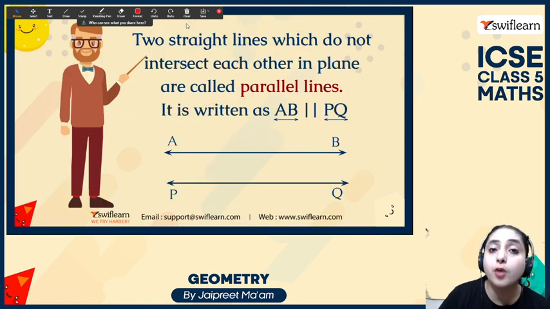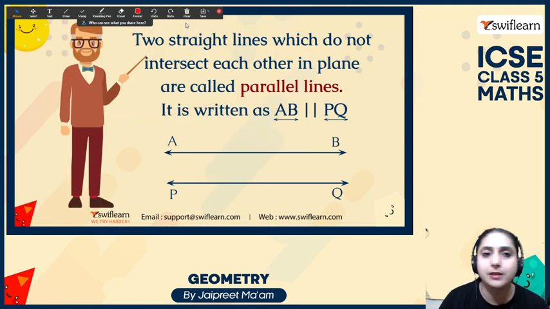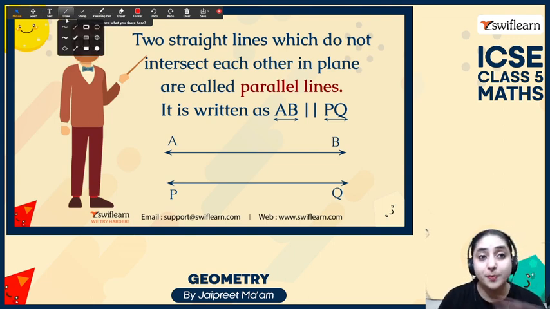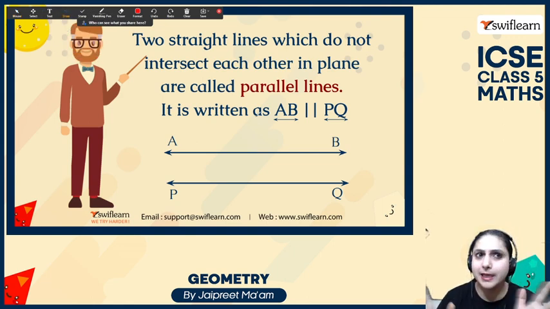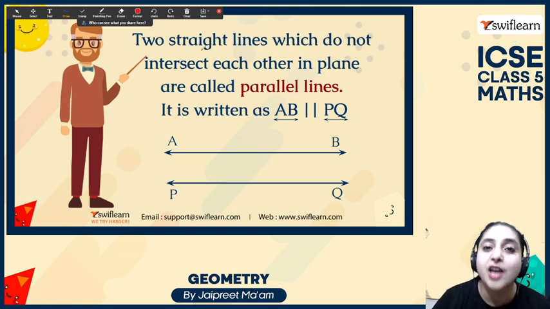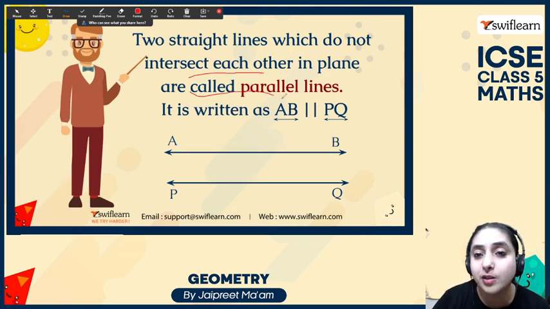Okay, let's talk about parallel lines. So what are parallel lines? Parallel lines will not meet each other. वो कभी मिलते नहीं हैं एक दूसरे से. They will never intersect. Two straight lines which do not intersect each other in a plane are called parallel lines.